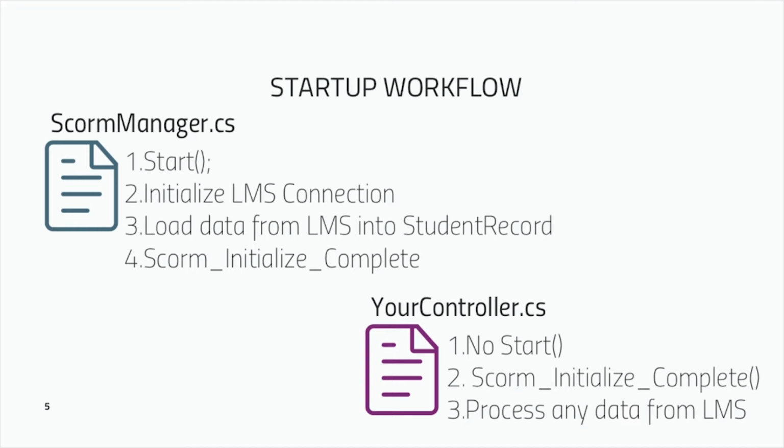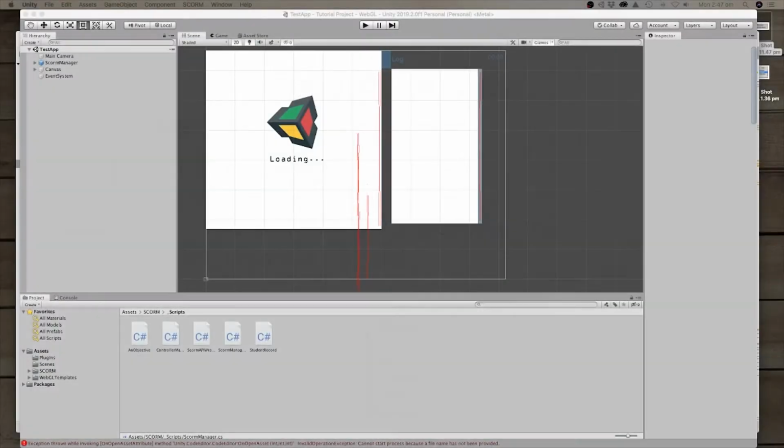Now, your controller will not use the Start function. In fact, you'll move all of your code from the Start function into the SCORM initialize complete. This is because you don't want to be starting to process and interact with the user until a valid connection with the learning management system is happening, and we need to receive that from the SCORM Manager. So once you've responded to the SCORM initialize complete function and set up any of your own variables, you'll also process any data for the learning management system here.